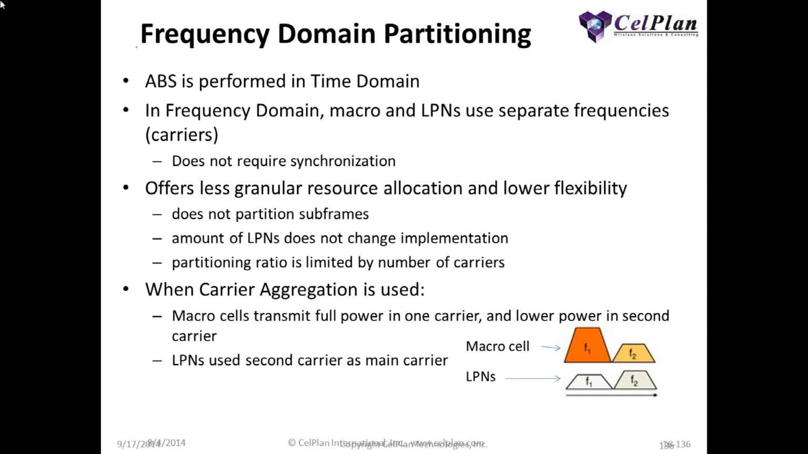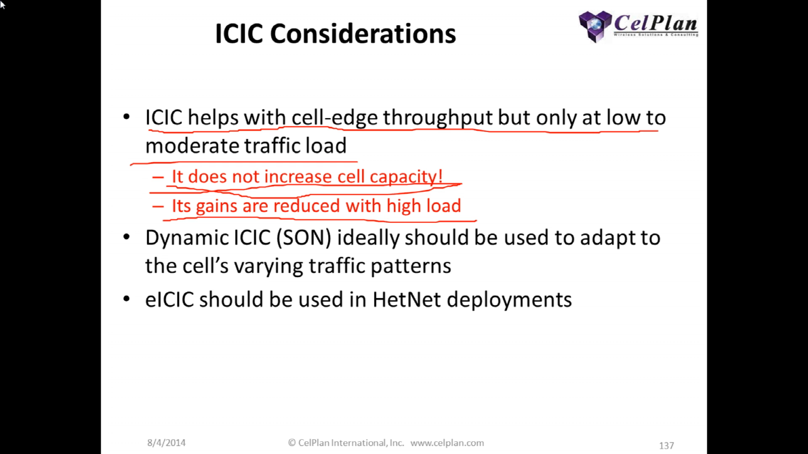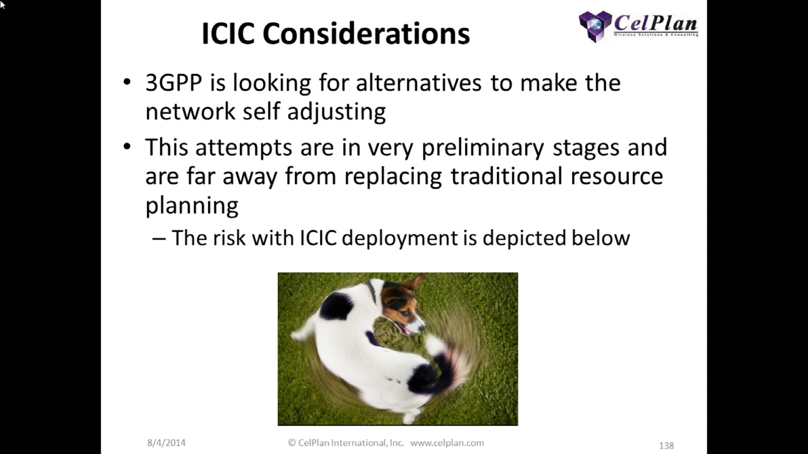Also, ABS is performed in time domain, but it's also possible to do this similar thing in frequency domain, mainly when carrier aggregation is used. So basically ICIC helps with cell edge throughput, but only at low and moderate traffic load. It does not increase cell capacity. Its gains are reduced with high load. And enhanced ICIC is basically for HetNets.